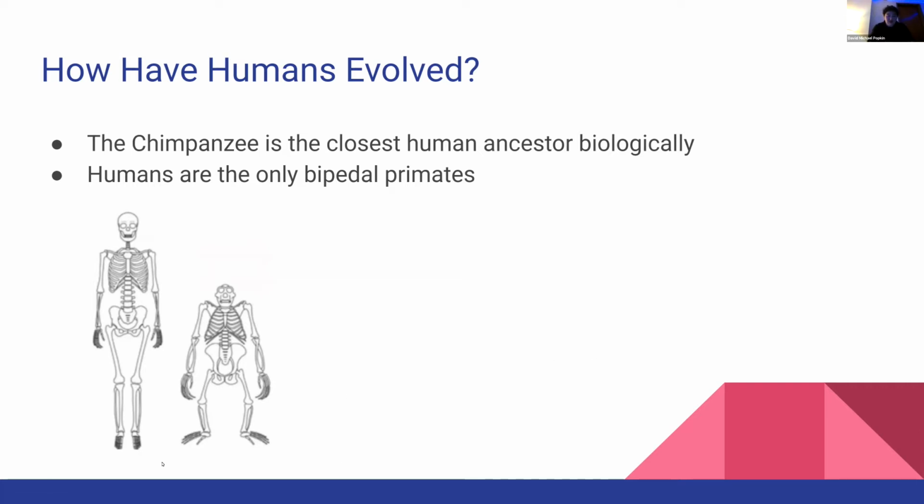And I've included some skeletons here. This is a human skeleton and this is a chimpanzee skeleton. I just want you to look at the bone structure, look at how they're formed, and see how their skeletons relate to each other. Why do you think certain things are the way they are? And I'll get more into it in the next slide.